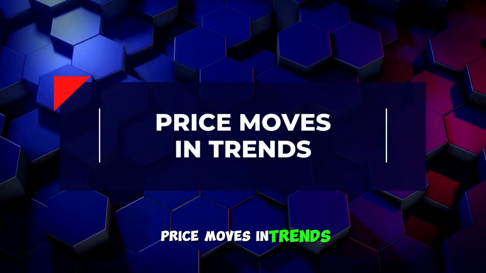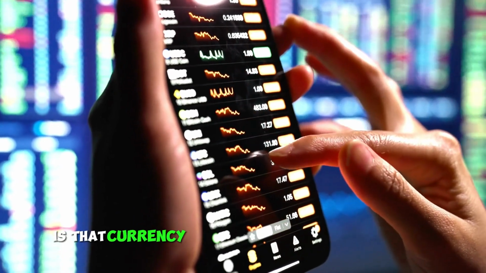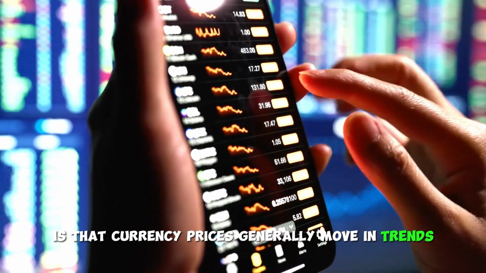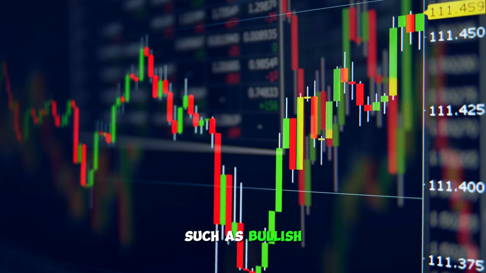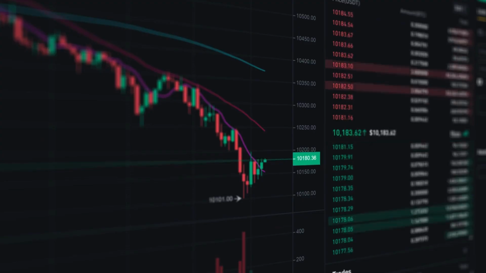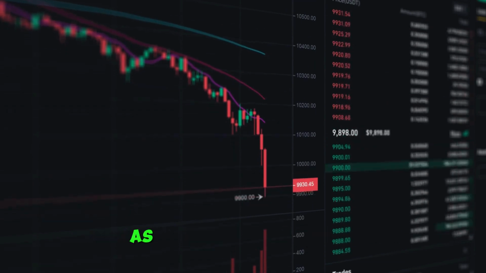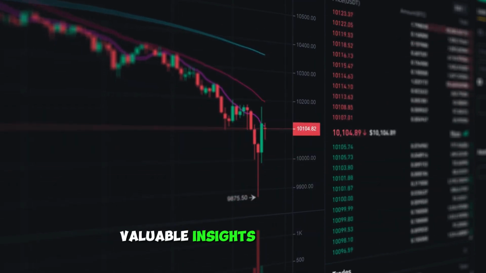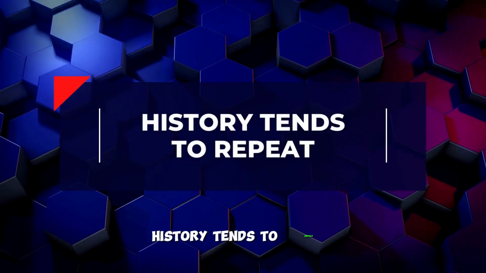Price moves in trends. Another pivotal belief within technical analysis is that currency prices generally move in trends. These trends can manifest in various forms, such as bullish (upward), bearish (downward), or range-bound (sideways). The heart of technical analysis revolves around identifying these trends, as they provide traders with valuable insights into potential future price directions. History tends to repeat.